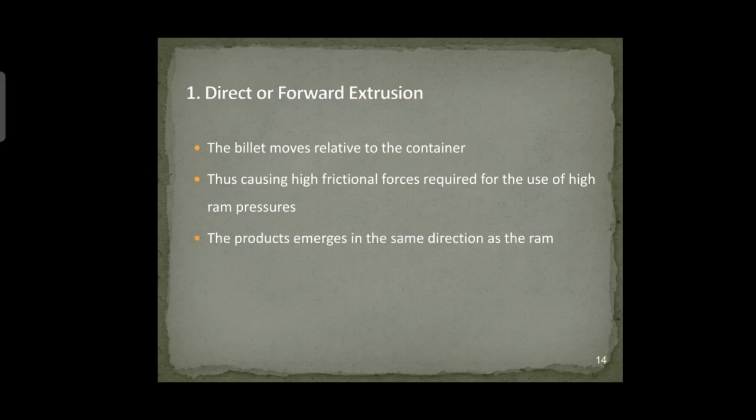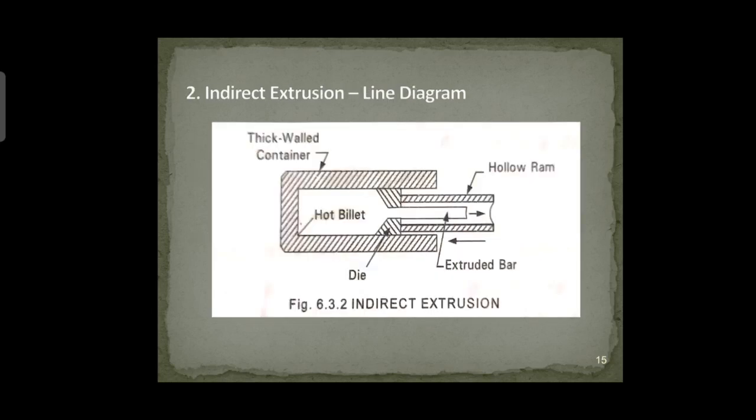And here, how can we identify that it is a direct or forward extrusion? Both the ram and the extruded part, the product which is coming outside through the die, are in the same direction. Okay, so these are a few of the statements regarding that.